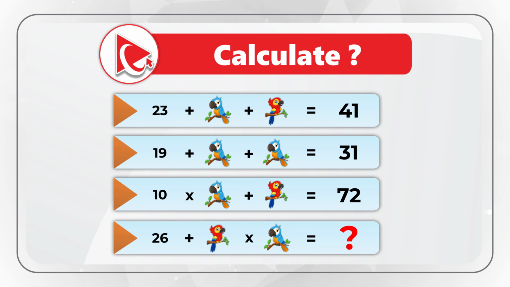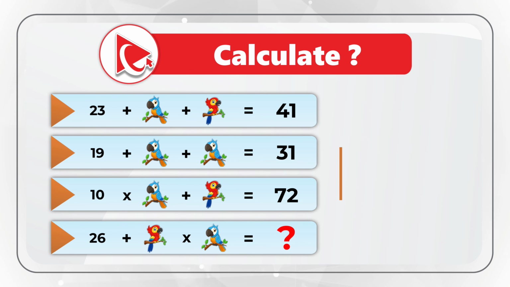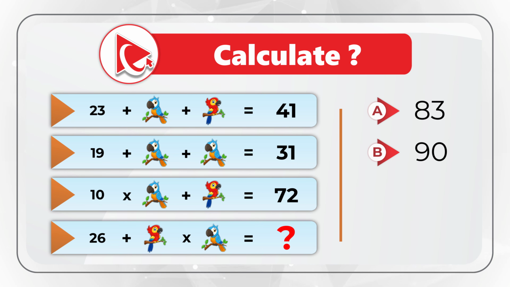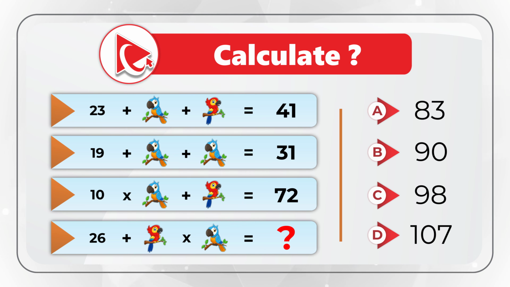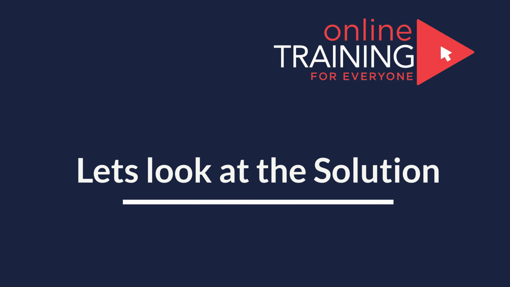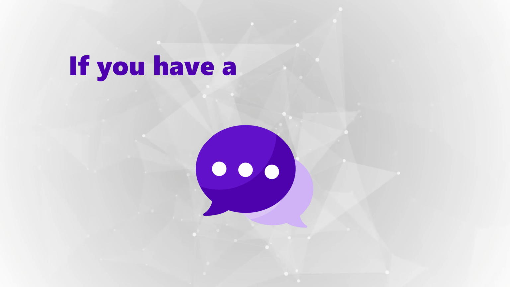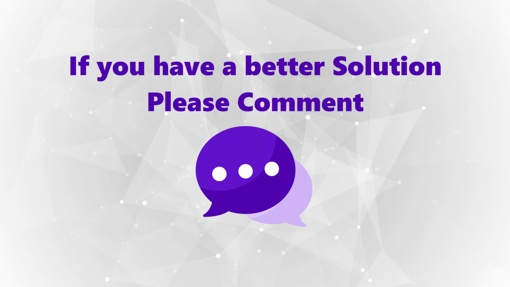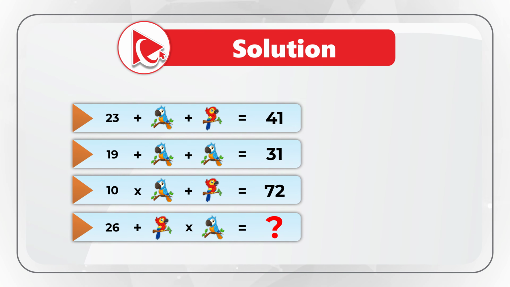You need to select missing value out of 4 possible choices. Choices A, 83, choice B, 90, choice C, 98, and choice D, 107. Take a close look to see if you can calculate the answer. And on my end, I am moving forward to share with you my version of the solution. And obviously, if you have a better way to solve it, please make sure to post in comments so we can all learn. For simplicity, let's create variables.